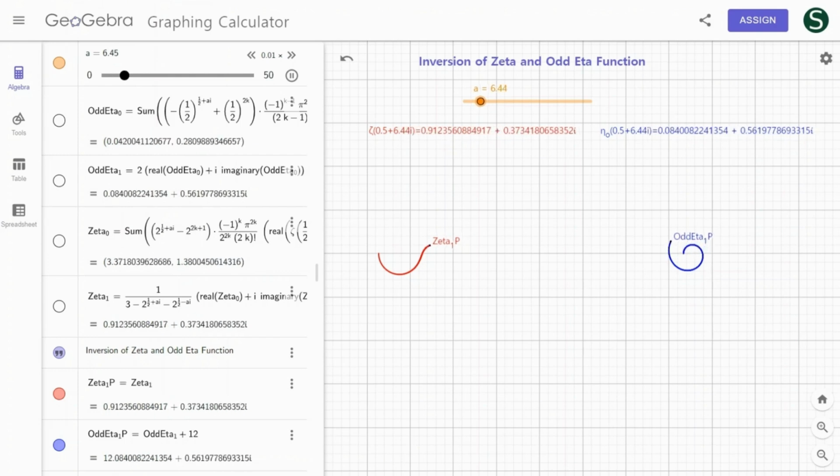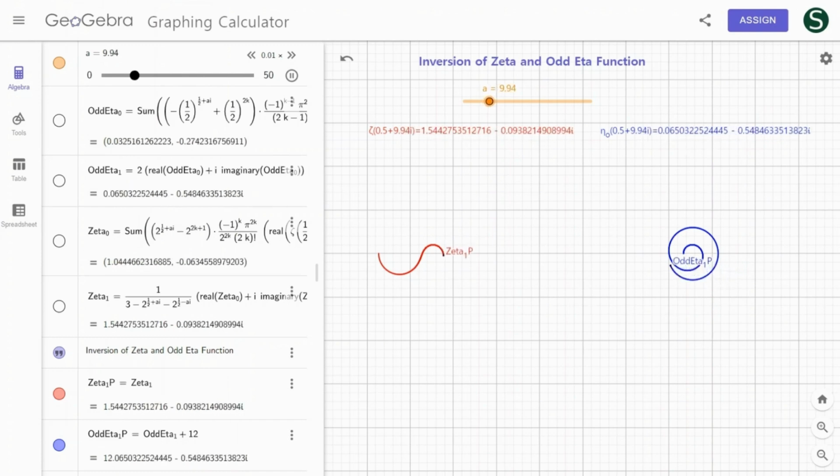If the odd zeta function is inverted, it is an eta function, which is expanded into a negative even zeta function, and if the odd eta function is inverted, it is expanded into a negative odd zeta function. The eta function is a zeta function times 1 minus 2 to the power of 1 minus s.